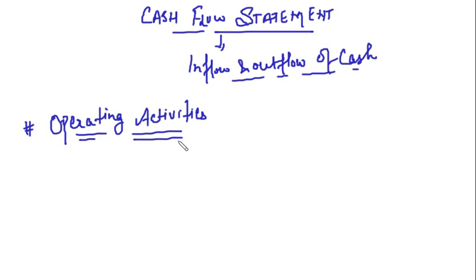So what is an operating activity that we discussed in the last lecture? Any activity related to the routine operations of the business. So I can say these are the routine activities of the business. Any activities related to the routine operations of the business are known as operating activities. Clear? For example, sale of goods for cash, purchase of goods for cash, salaries and wages payable.